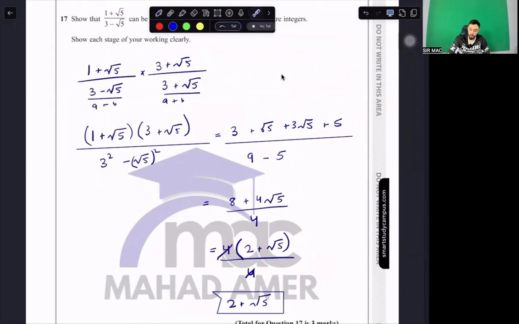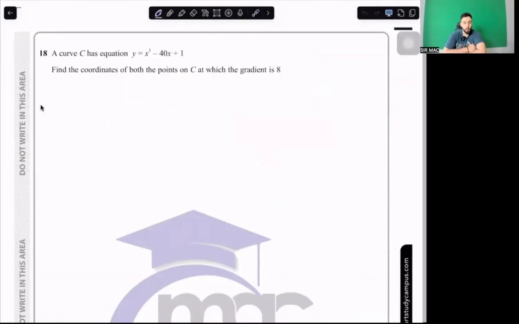That's each step done. If any one step is missing, usually in Edexcel you lose 1 or 2 marks. Next: a curve C has equation y equals x cubed minus 40x plus 1. Find the coordinates of both of the points on C at which the gradient is 8.